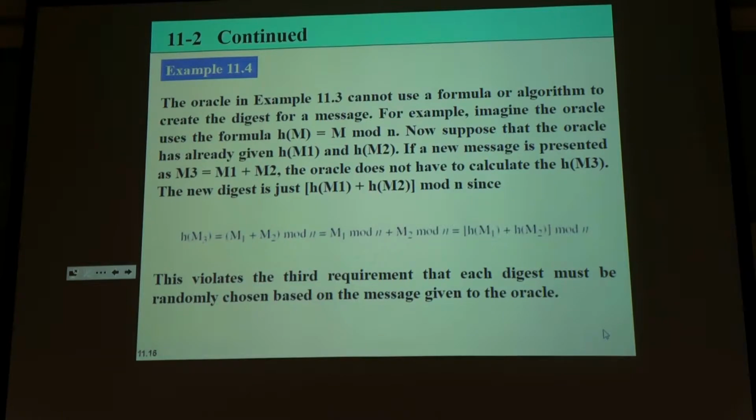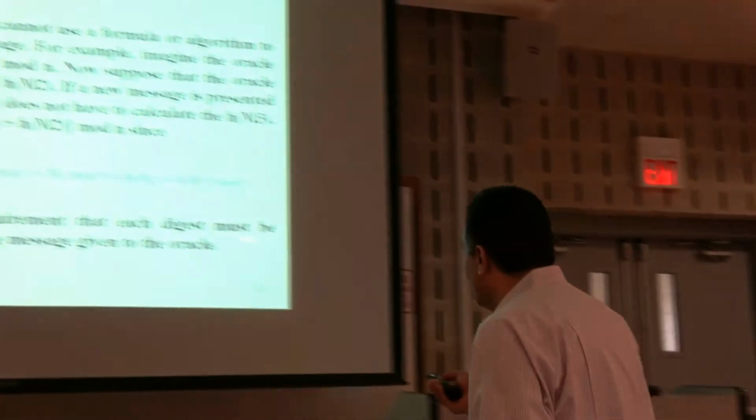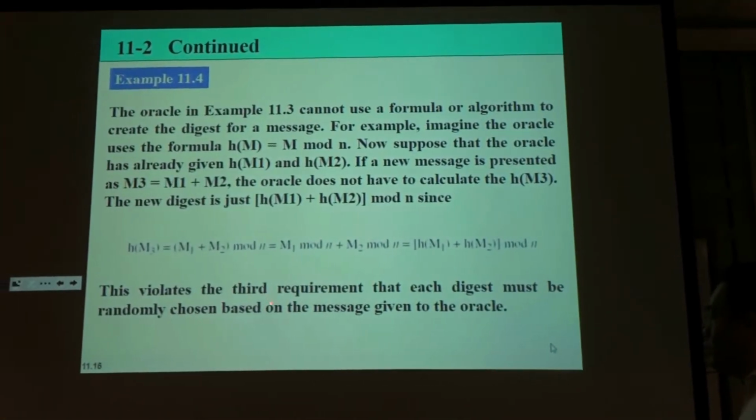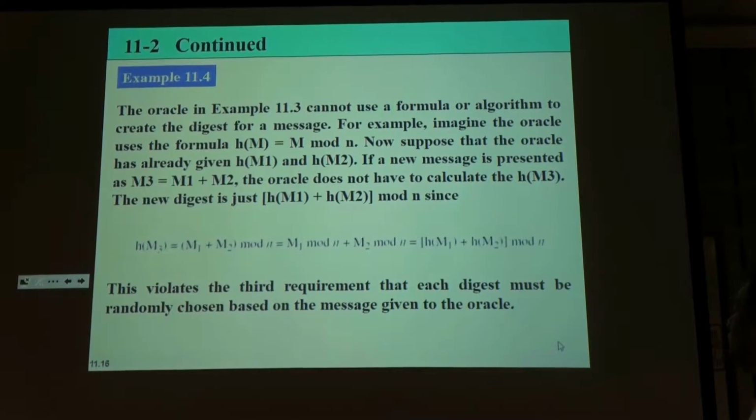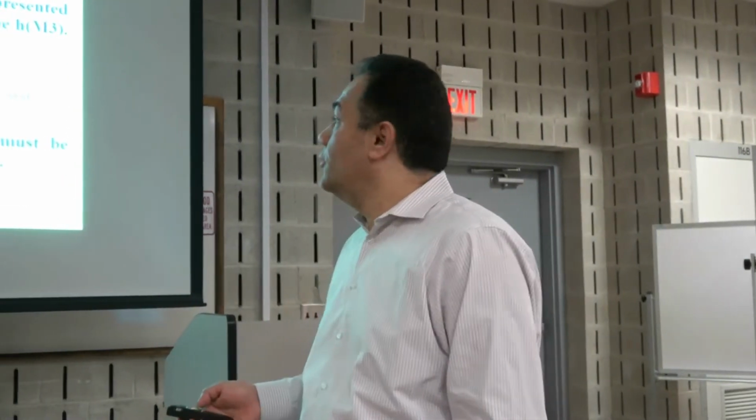This violates which one? This violates the third requirement that each digest must be randomly chosen based on the message given to the oracle. So this is not a good algorithm. Because you could relate two messages to each other. And this violates the third condition, which is collision resistance, right?